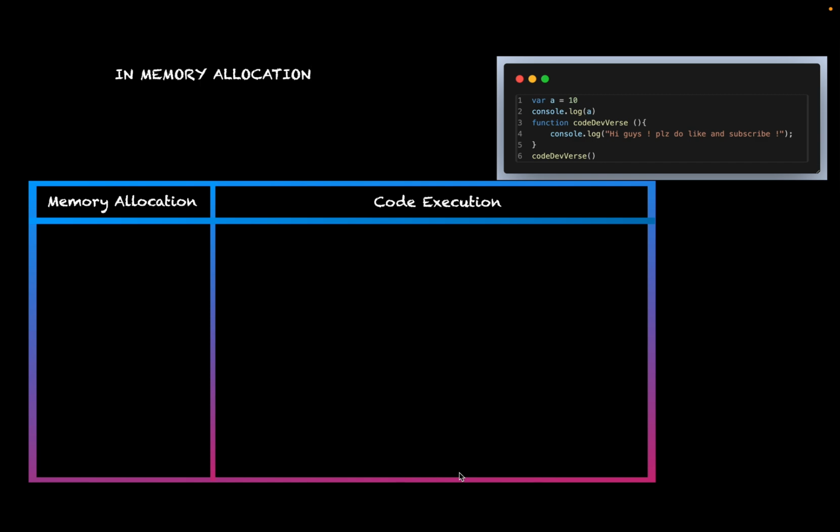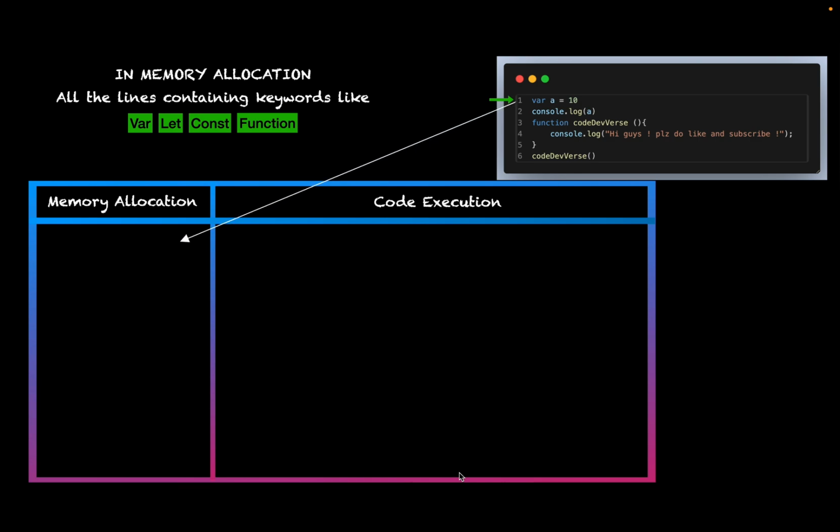In the memory allocation phase, if your line of code contains any of the keywords like var, let, const, or function, that line of code will take part in the memory allocation phase. If you see this code, the control is now in line number 1, and my line number 1 has a var keyword. So this line will take part in the memory allocation phase, and it will register this a.